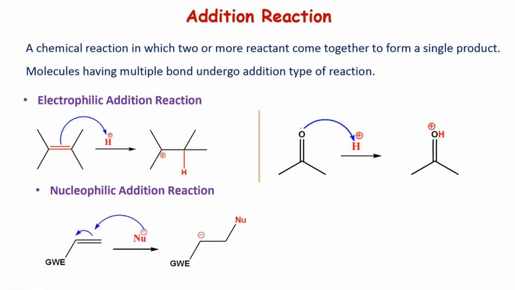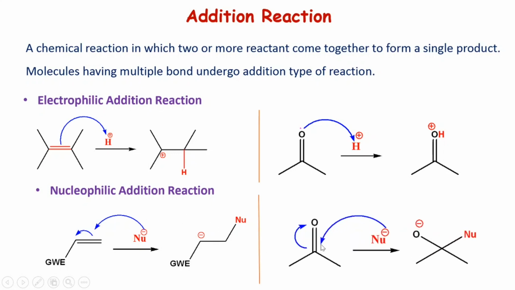Now we will see the example of nucleophilic addition type of reaction in which a nucleophile attacks this alkene and shows nucleophilic addition type of reaction. In another example, a nucleophile attacks this ketone and shows nucleophilic addition type of reaction.